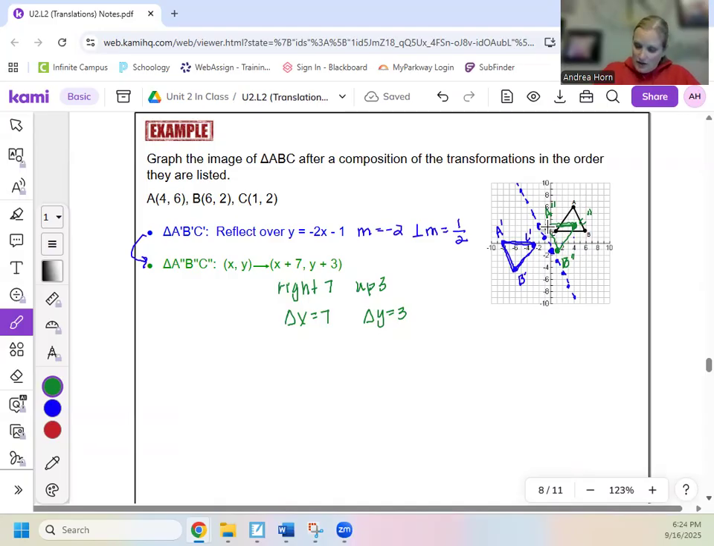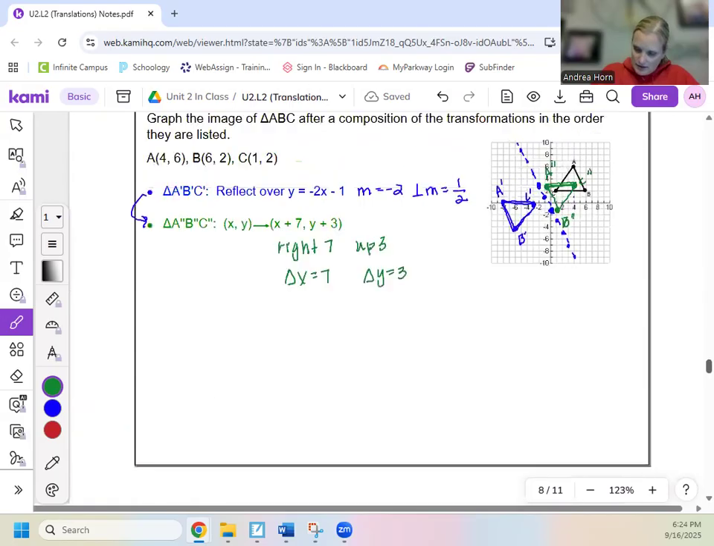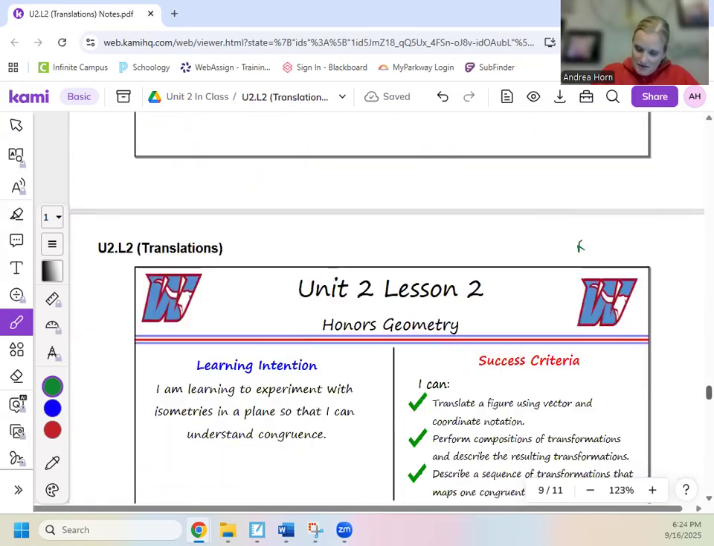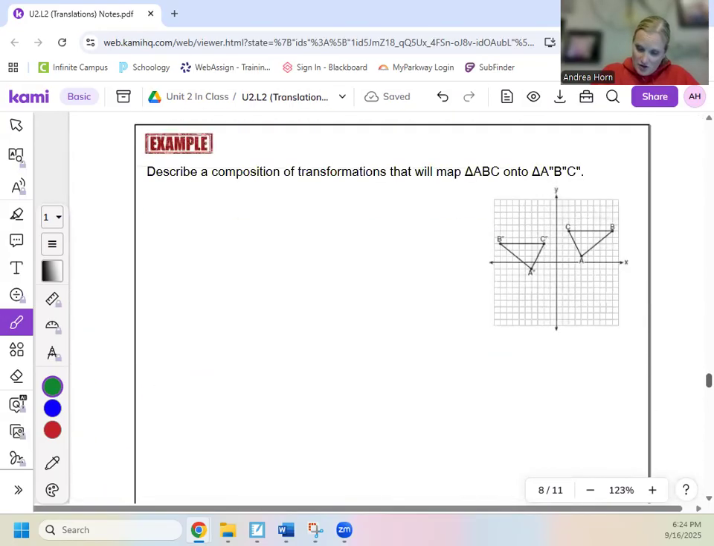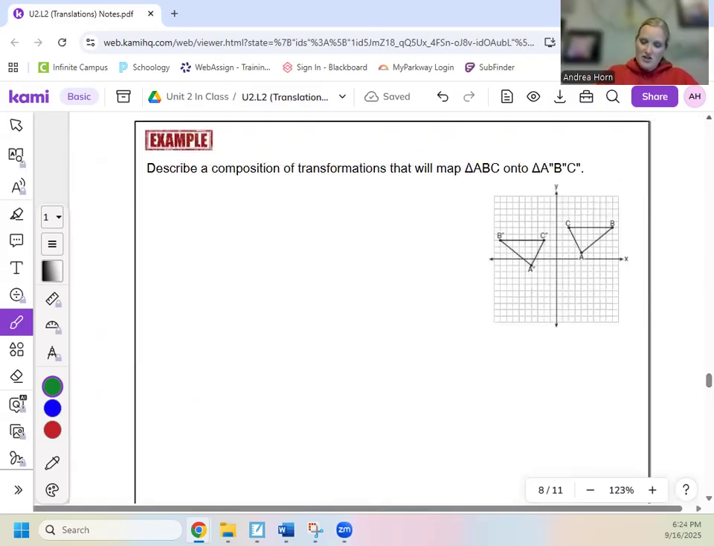Okay, now let's try and go the other direction. So now I'm going to give you a composite and I want you to work it backwards. So describe a composition of transformations that will map ABC onto A double prime, B double prime, C double prime.